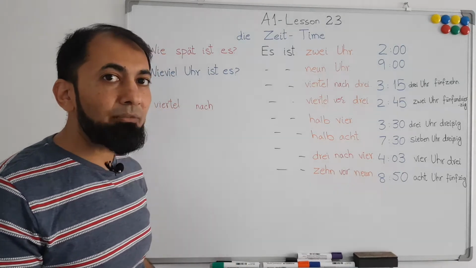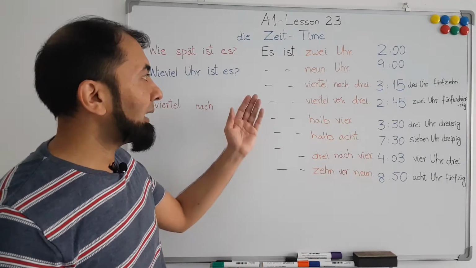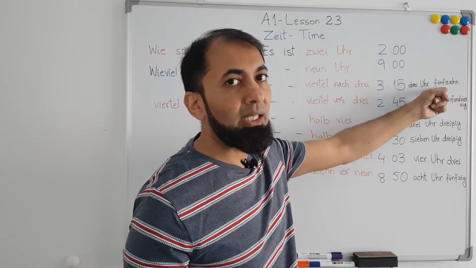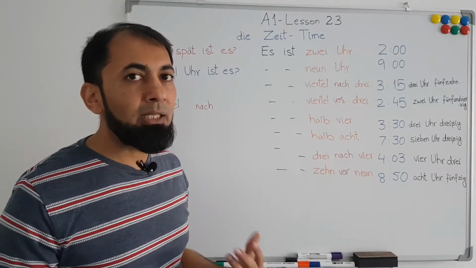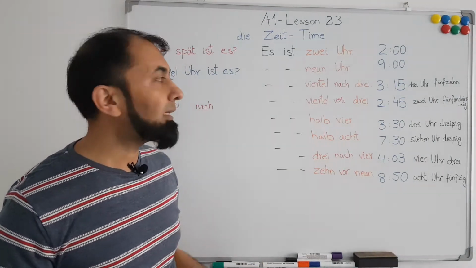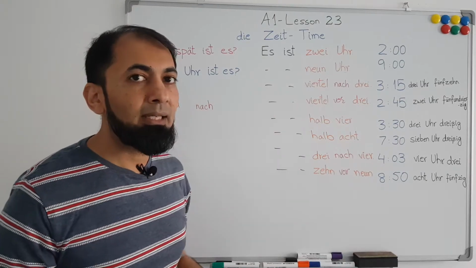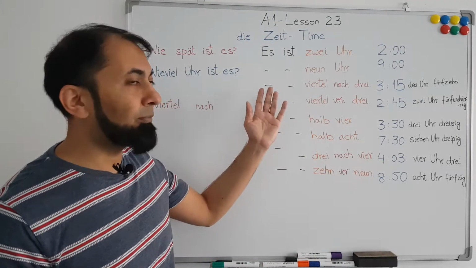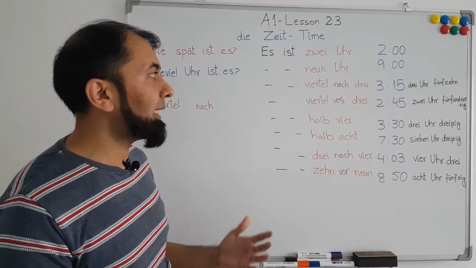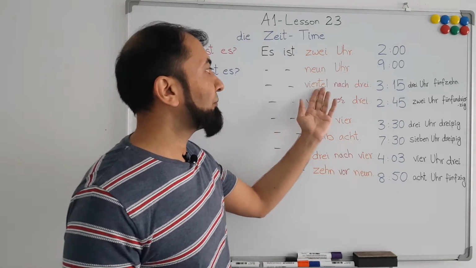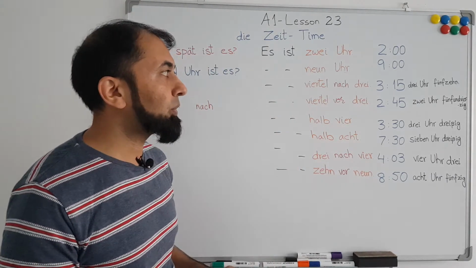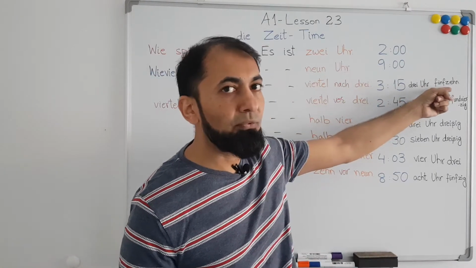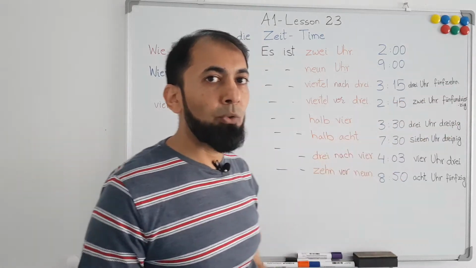And there is a second way of telling the same time, and that would be: Es ist drei Uhr fünfzehn. Like in English, we can say it's 3:15, or we can say quarter past 3. In German language, there are also two ways. So if we want to use quarter past 3, then we will say: Es ist Viertel nach drei. And if we want to say it's 3:15: Es ist drei Uhr fünfzehn.